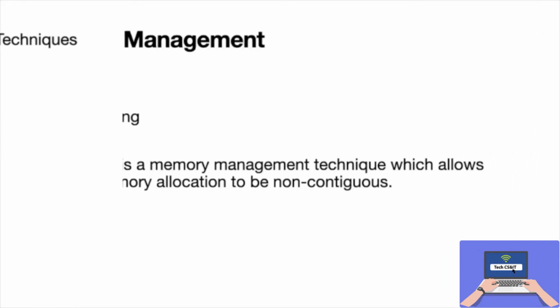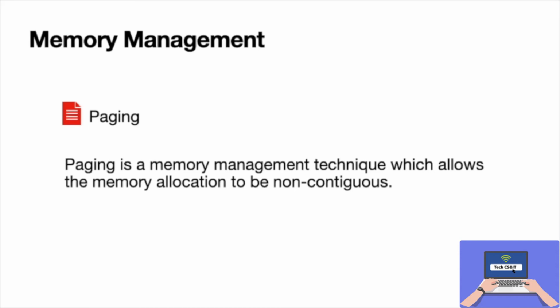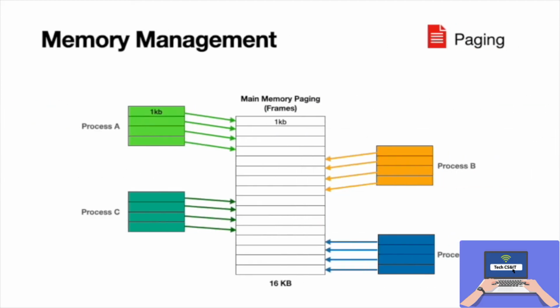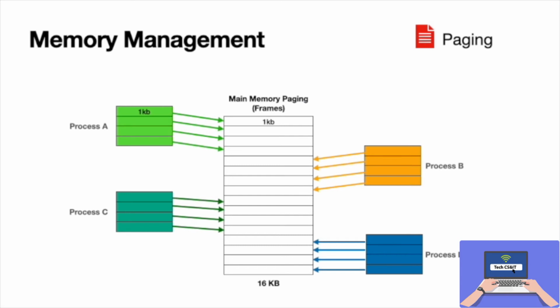So what is paging? Paging is a technique which allows the memory allocation to be non-contiguously addressed, as we saw earlier in the case of partitioning. So for example, here we have a paging example. The main memory is divided this time into fixed partitions, or fixed chunks, called frames, of equal sizes.